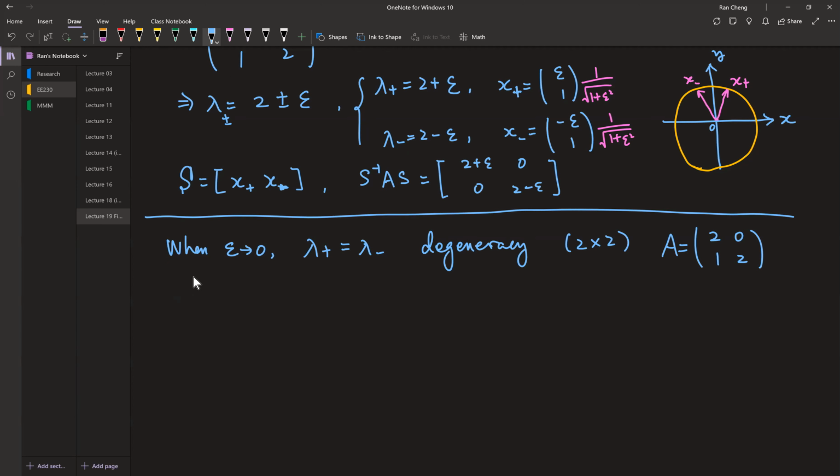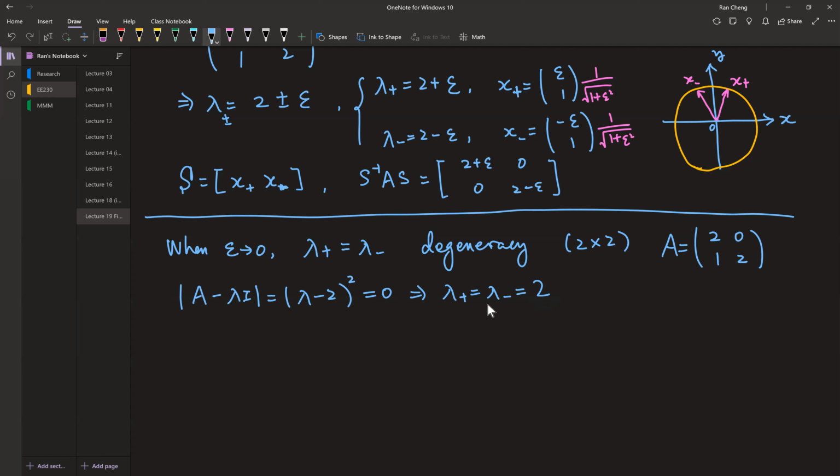But there's no problem for solving the eigenvalues. We can just go ahead and solve the characteristic polynomial now, which is lambda minus 2 squared equal to 0. So we have a single lambda, or in other words, lambda plus equals lambda minus equals 2.